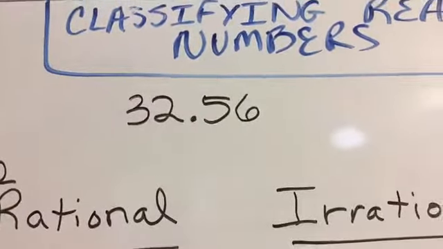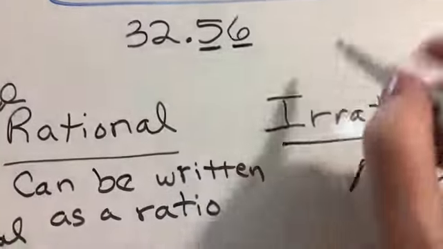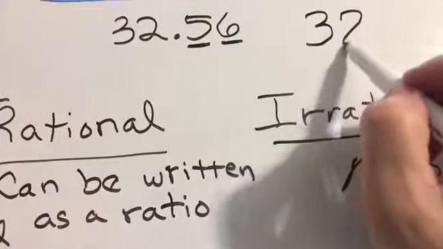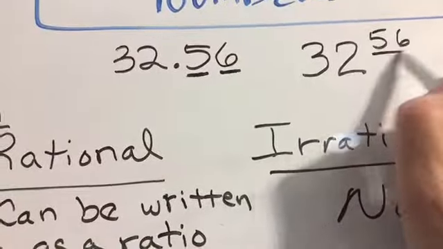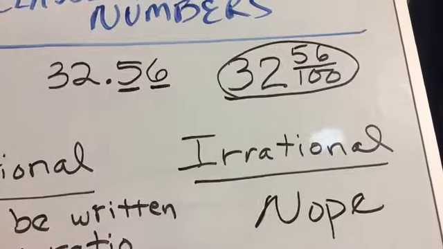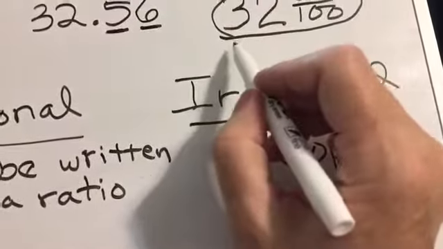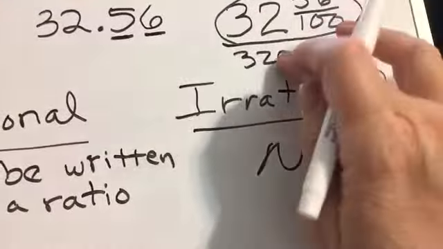32.56. Remember, this is the tenths place, and this is the hundredths place. So I can say that is 32 and 56 hundredths. But remember how to turn a mixed number back into an improper fraction? 32 times 100 is 3200, and then I add the 56 in there, and I get 3256 divided by 100. So this is a fraction, therefore 32.56 is rational.